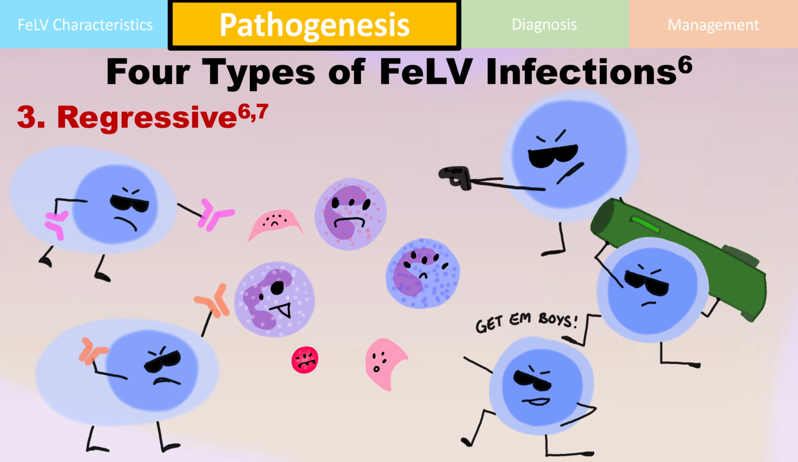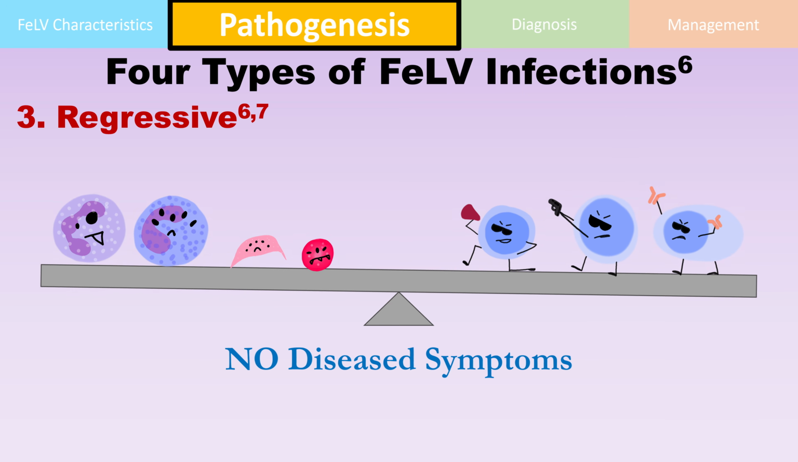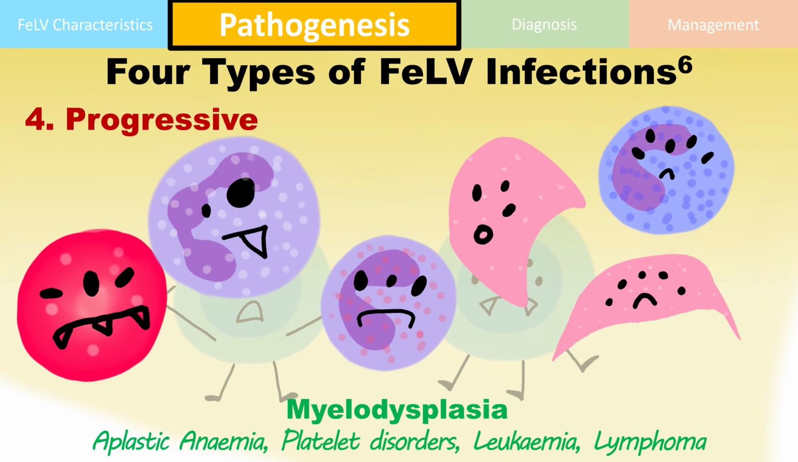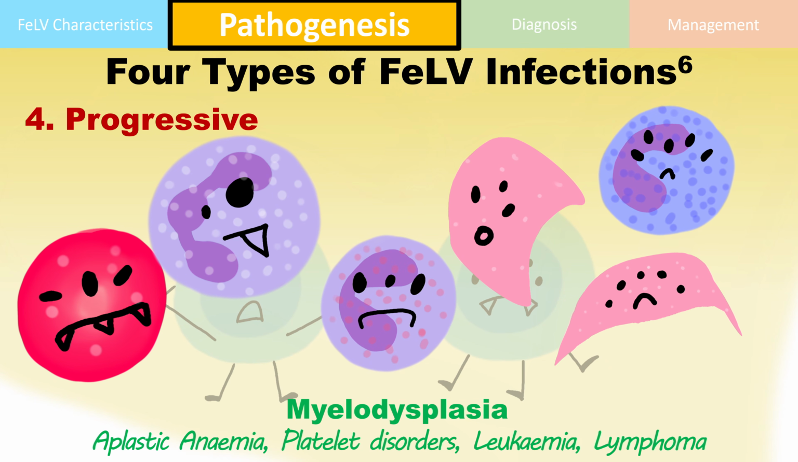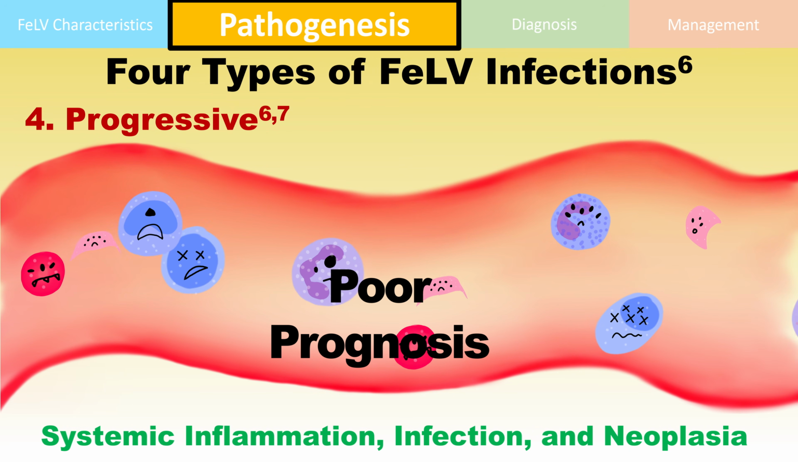In regressive infections, the host mounts a partially effective immune response that keeps viral replication in check, but FeLV can reactivate upon immunosuppression. In progressive infections, the immune system fails to control viral replication, leading to blood disorders and immune suppression, with poor prognosis from systemic spread.